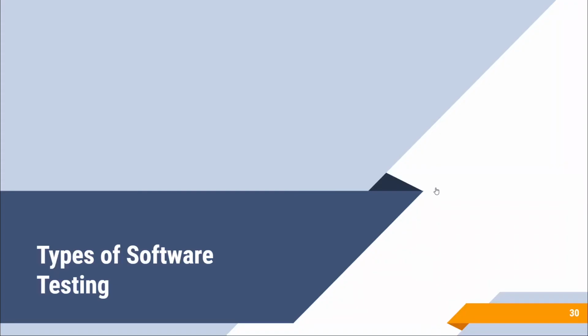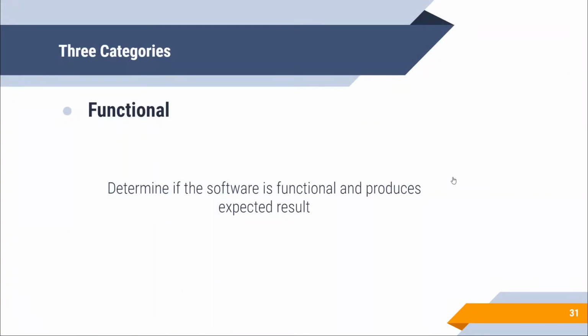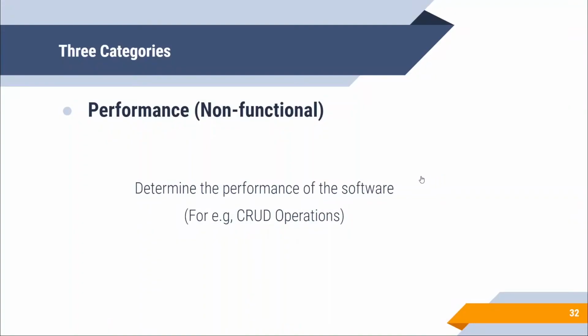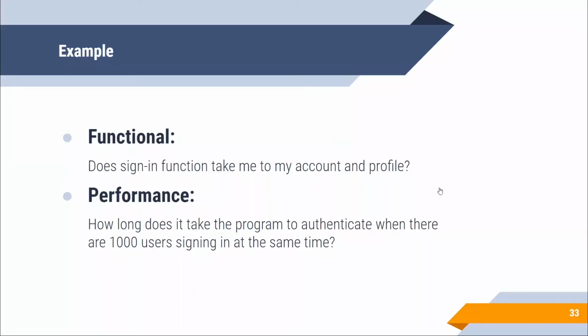Okay, so now let's take a look at different types of software testing. The first one is functional. It should be self-explanatory. Basically, it determines if the software is functional and produces expected results. And next is performance testing. Basically, it determines the performance of a software. For example, CRUD operations, which stands for create, read, update, and delete. That's the most basic thing when you're working with a database.